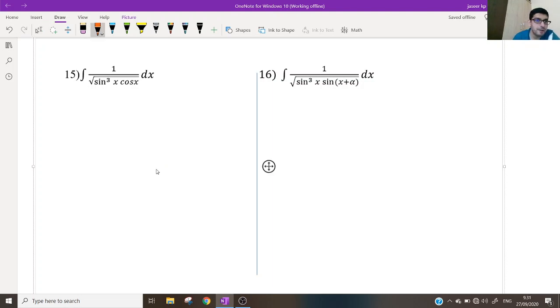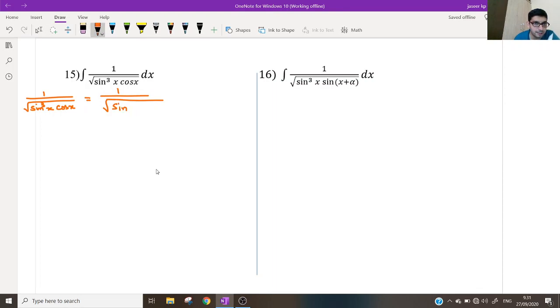Now to the next problem. Integral 1 by under root sin cube x into cos x, sorry. So again let us simplify this one. That is similar to the previous problem only. So integral 1 by sin cube x, here we'll multiply and divide with sine.